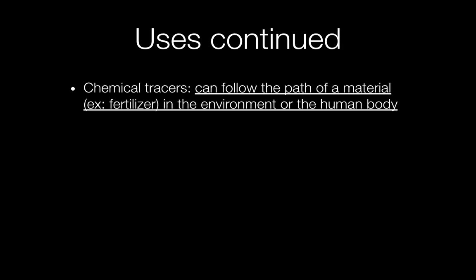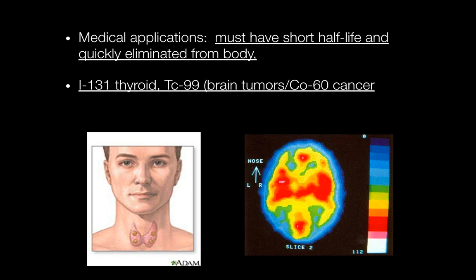Chemical tracers. So you can follow the path of a material that's radioactive in the environment or in the human body. And it's used to kill pests. It can irradiate them. Makes our food last a little longer. Okay. It's used in medicine, but it has to have a short half-life so that it can be quickly eliminated from the body. Iodine-131 is used for thyroid cancer, and technetium-99 for brain tumors, cobalt-60 for other types of cancer.